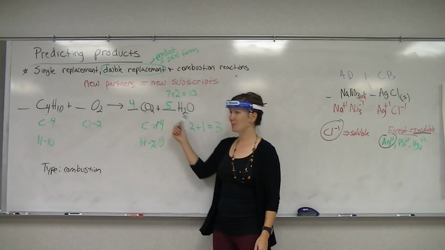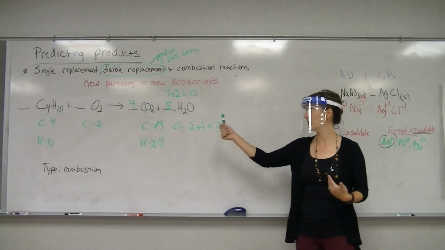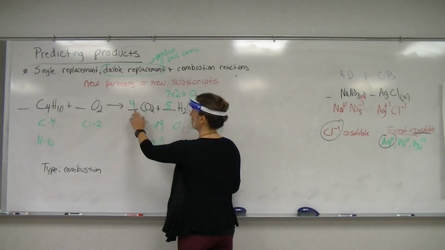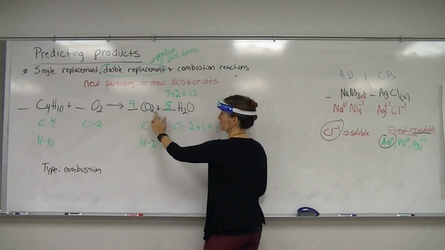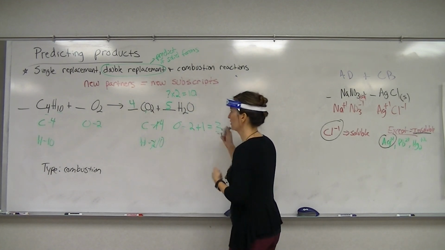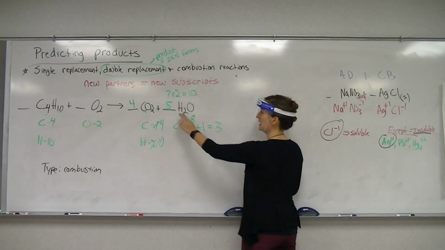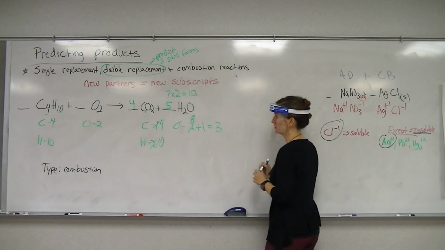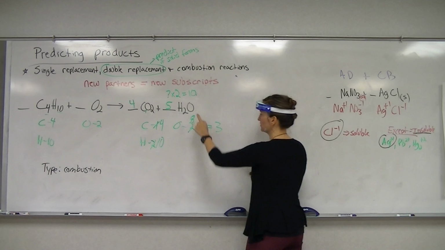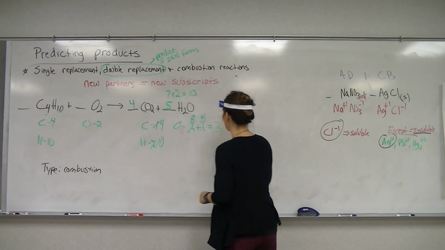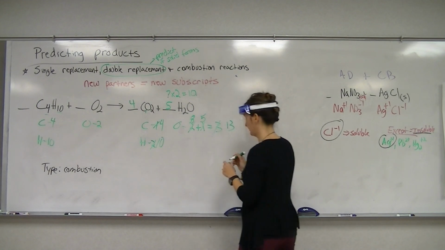Now I skipped a step though, didn't I? I put coefficients, but I didn't update my oxygens yet. So let's do that and see how many oxygens we have now that we've done this. So this changed my carbons, but it also changed my oxygens. So 4 times 2 gives me 8 from that side. And now, how many oxygens in this water? Total, 5, because 5 times the subscript of 1. So this changes to 13, right?